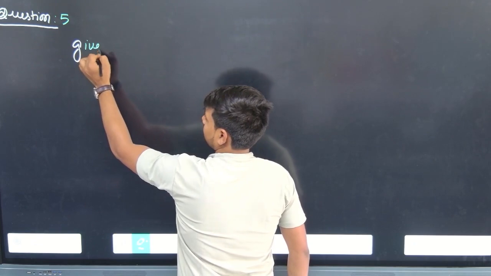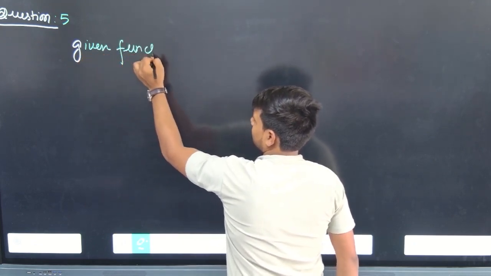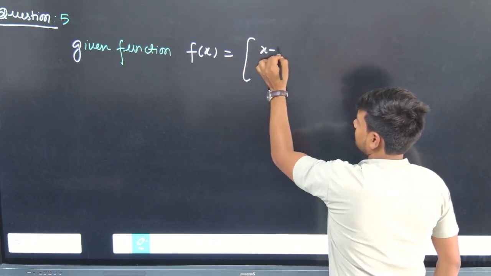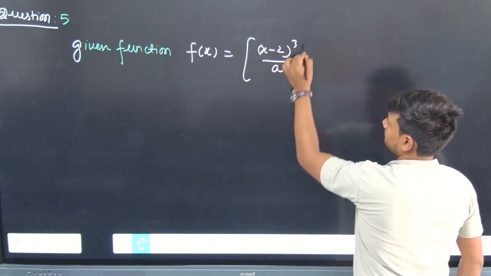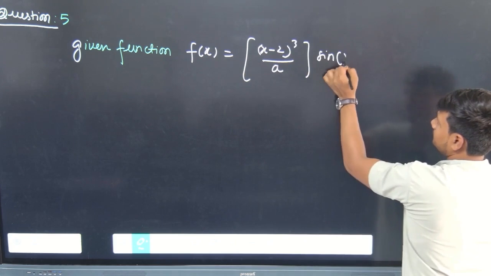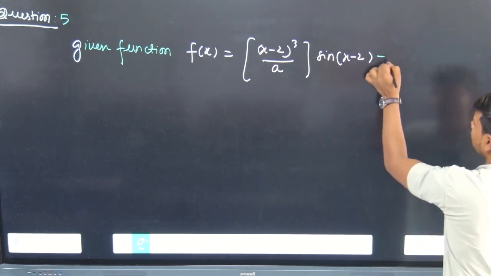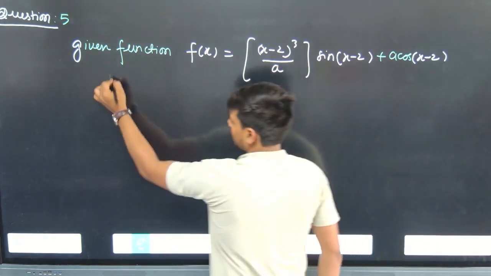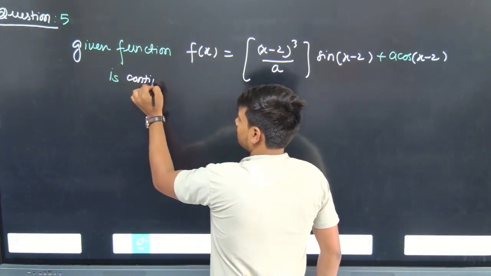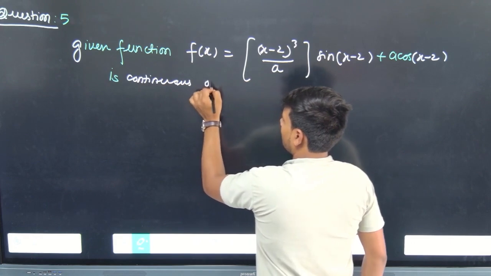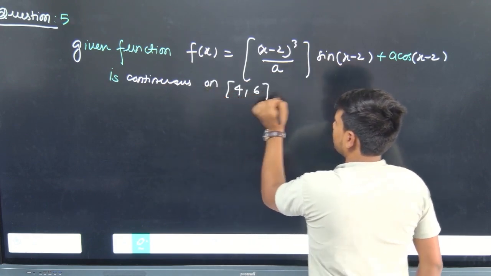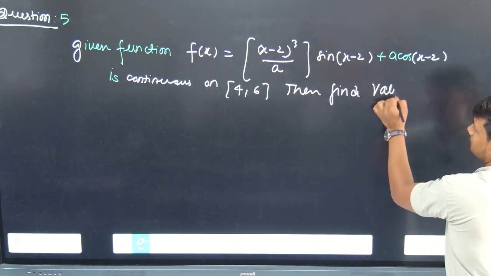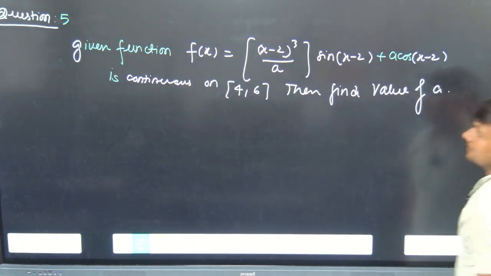Given function f(x) equals greatest integer of (x minus 2) cube upon a, times sin(x minus 2), plus a cos(x minus 2), is continuous on [4, 6], then find the value of a.